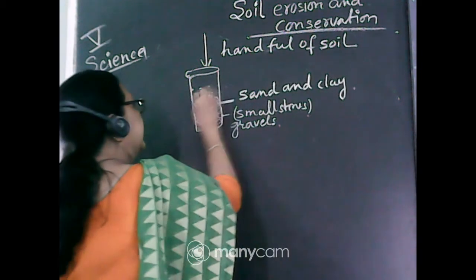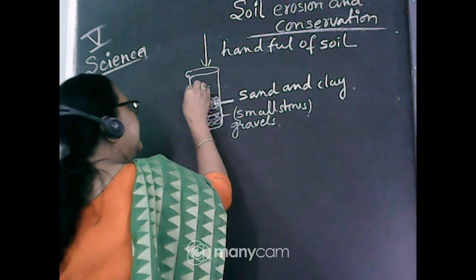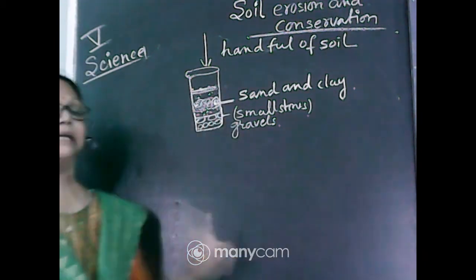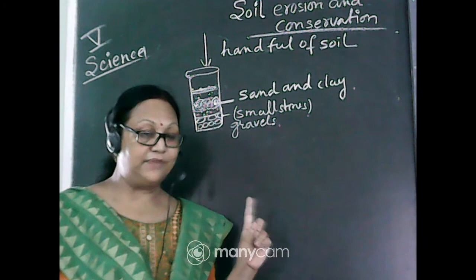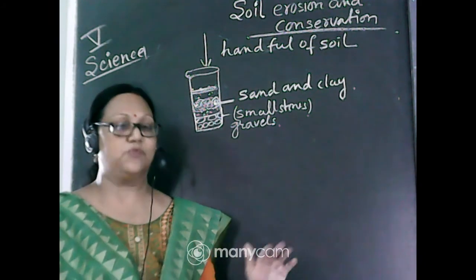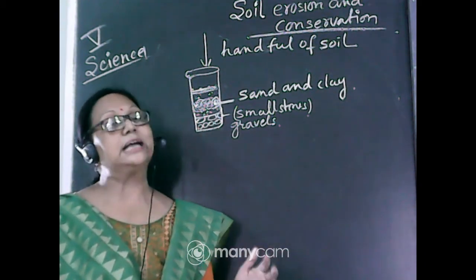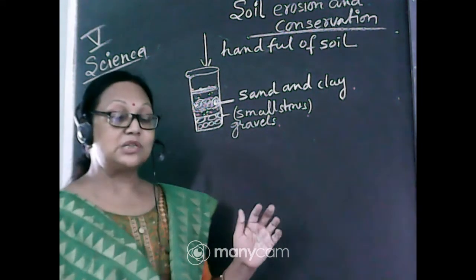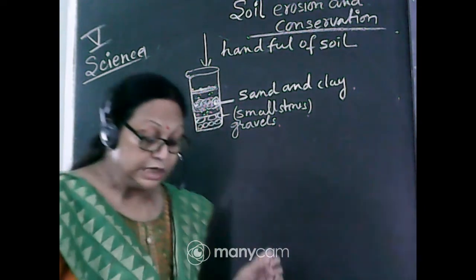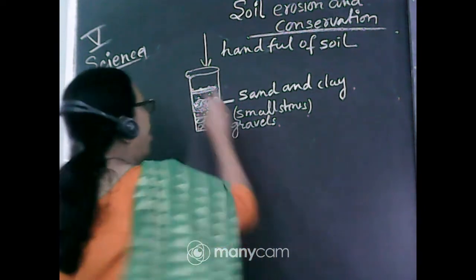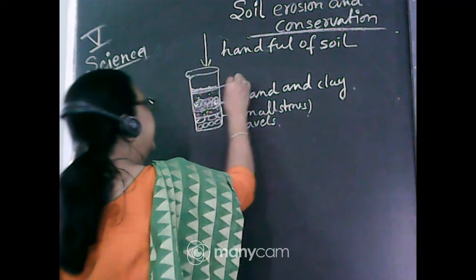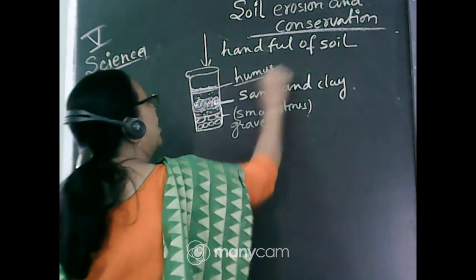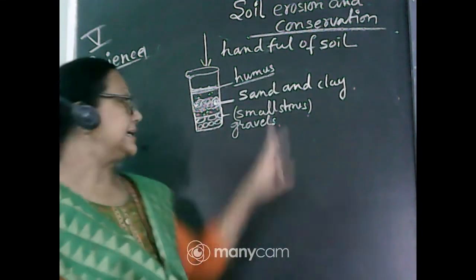And now we will see there will be the water, and in the uppermost layer, along with the water, a dark color soil will be present, which will float on the water. So what is it? This is the topmost layer of the soil, called humus. The first layer of the soil floating on the top is called the humus.